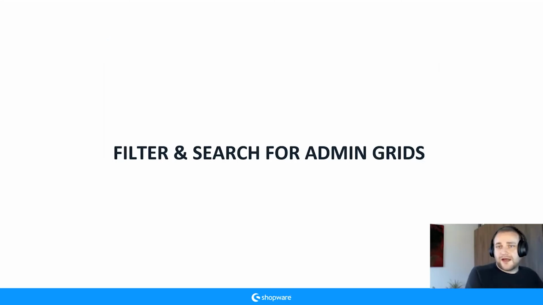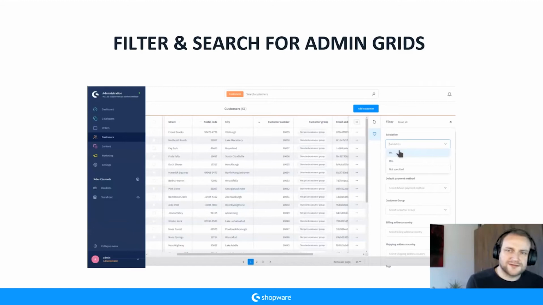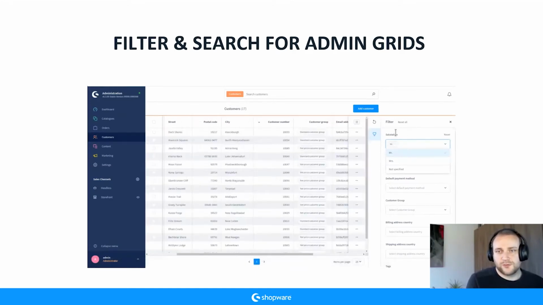For my last topic, I have also brought you a small video of the current status: filter and search for admin grids. Remember, this is about the integration of filter options in the administration list of products, customers, and orders. We filter here, for example, by salutation and by the account status of the customers. So only the customers for which both filters apply are displayed.